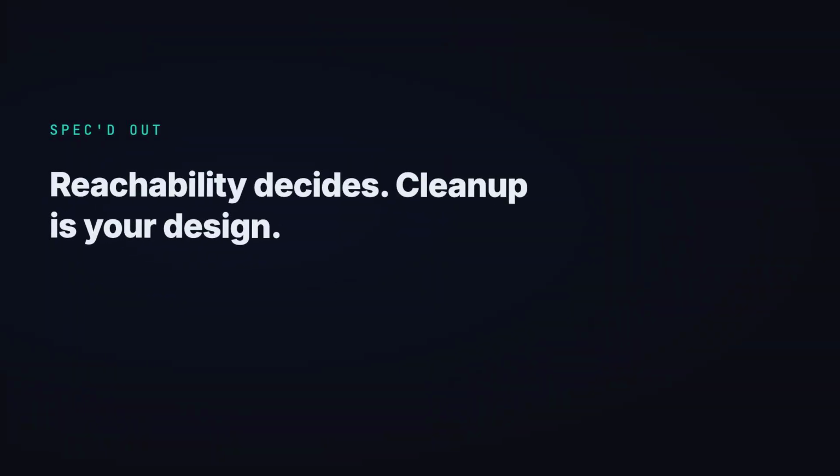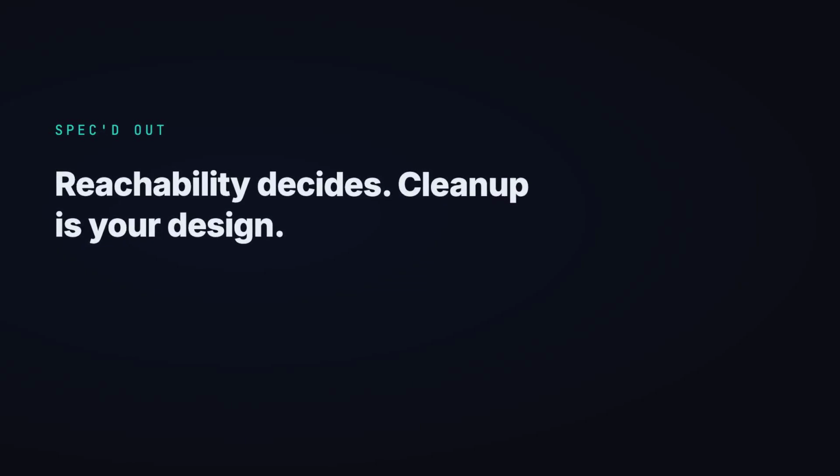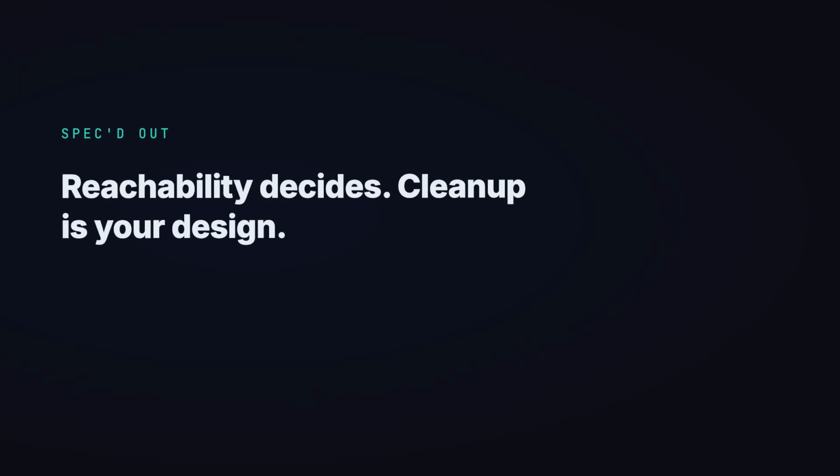V8 does not decide what dies by counting objects or watching variables turn null. It traces from roots. Anything no root reaches becomes eligible. Anything your listener, cache, or closure still owns stays alive.